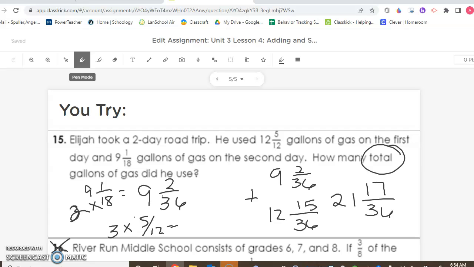There's my answer. All right, you are done with Unit 3, Lesson 4, adding and subtraction of fractions with unlike denominators. Go ahead and head back to Classcraft and continue on your road path. I'll see you for the next lesson.